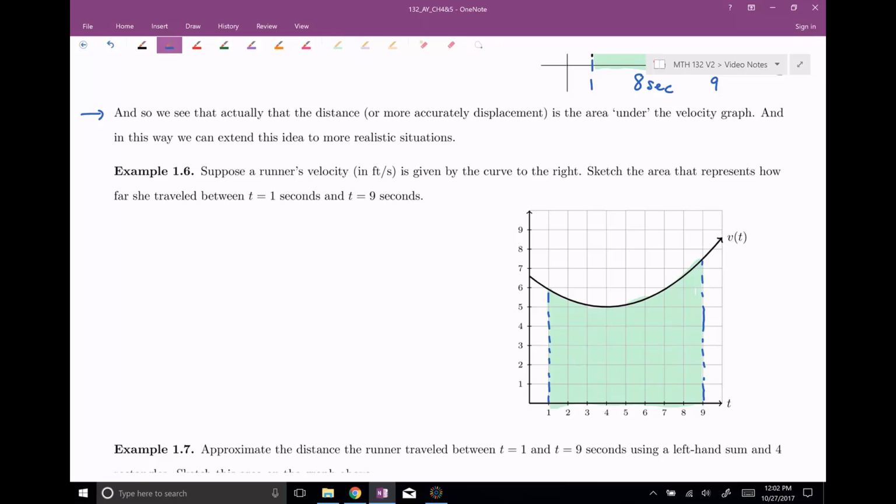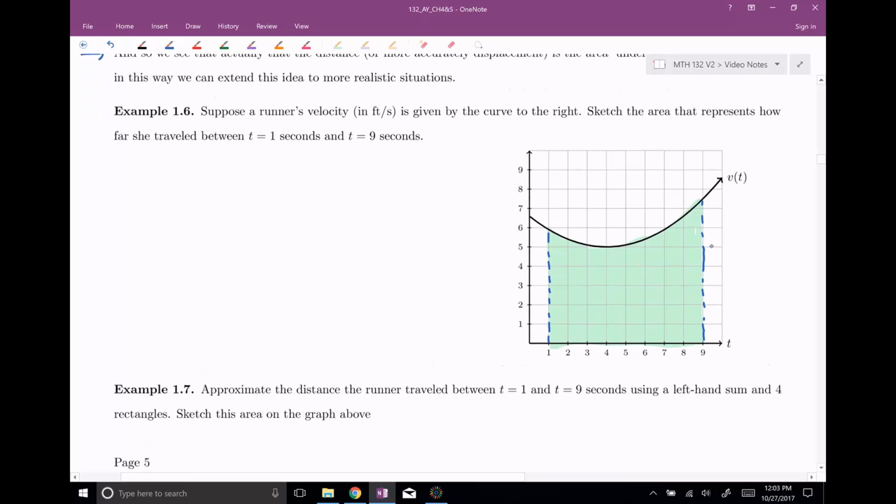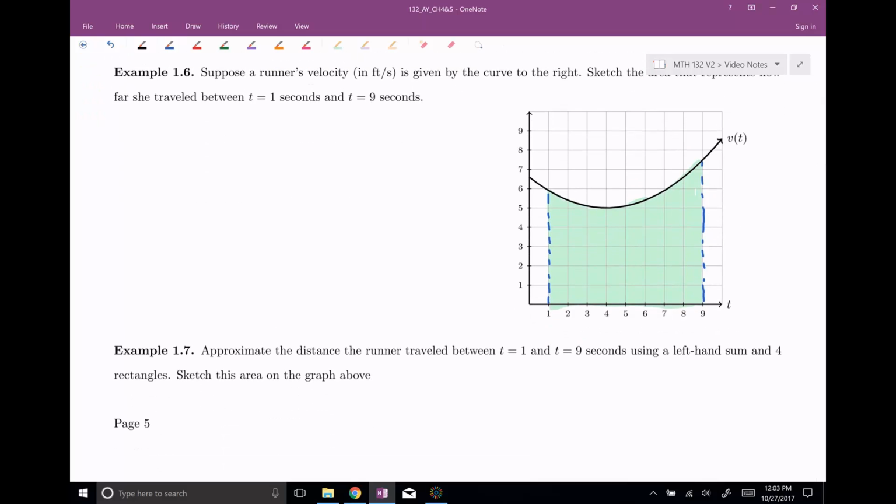And so as we were doing in our previous video, the idea here is that we're going to approximate it for right now, and then later on we're going to use calculus to formally evaluate this in section number 2 of chapter 4. So let's go ahead and approximate how far she traveled between t equals 1 and t equals 9 using left-hand sums and 4 rectangles.